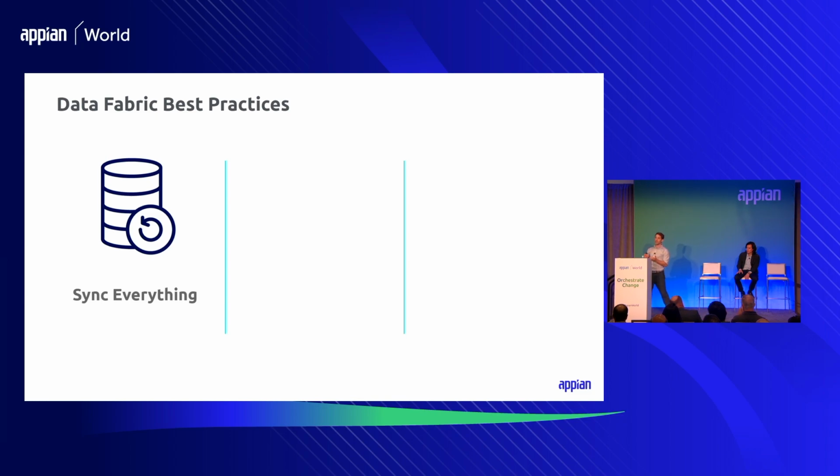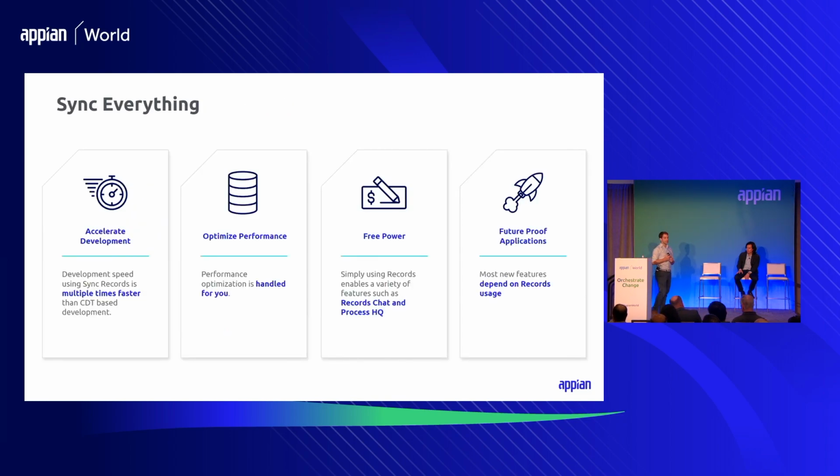Why do we want the data in the data fabric? Well, there's a few reasons. The number one for me and the teams I work with is that it really accelerates your development. I don't have any numbers around this, but from my anecdotal experience, having built a lot of applications over the last few years, I would say it's about 2 to 3 times faster working with the data fabric as opposed to a traditional CDT and data store approach. You don't need to worry about views. You don't need to worry about optimizing your views or explain plans.